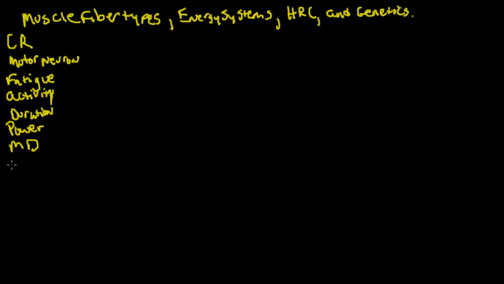Mitochondrial density. I'm just going to put MD there. Capillary density. I'm just going to put CD there. Oxidative capacity. I'm going to spell out so I don't forget what it is. We'll talk about it. Capacity. And then glycolytic capacity. Okay, and then we'll also talk about the fuel source used for that particular muscle fiber. And we'll talk about energy systems.